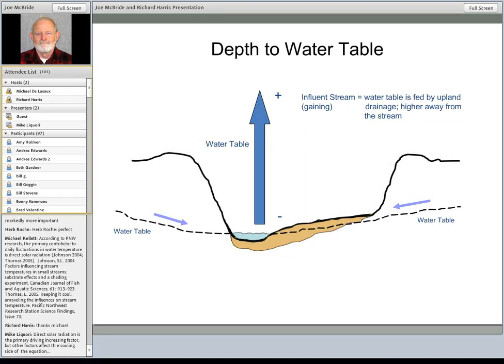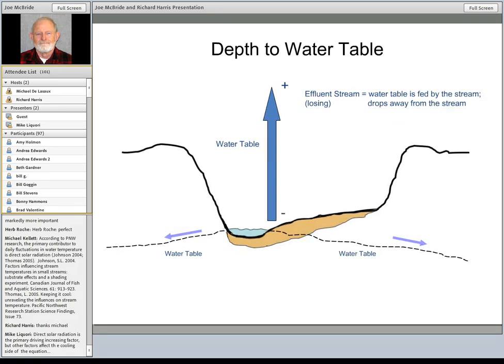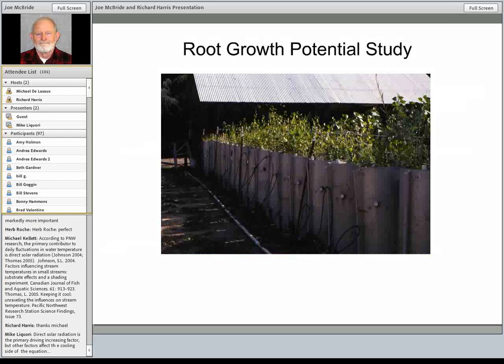Some streams are referred to as influent streams or gaining streams because they are fed by the local water table, and the water table would be found in these cases to be higher than the surface of the stream, while other streams, particularly as we get further down the stream into its lower reaches, are referred to as effluent or losing streams because water from those streams is bleeding out to form the water table, and so the water table decreases relative to its level where the stream is adjacent to the water table. So the farther out you get, the deeper it is to a particular water table.